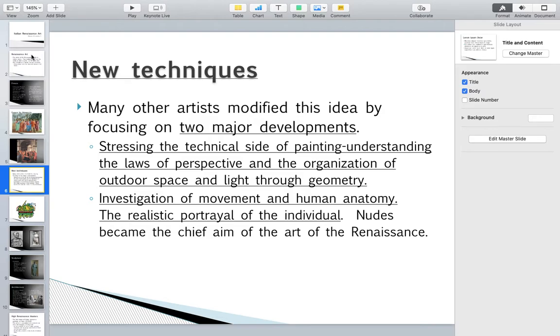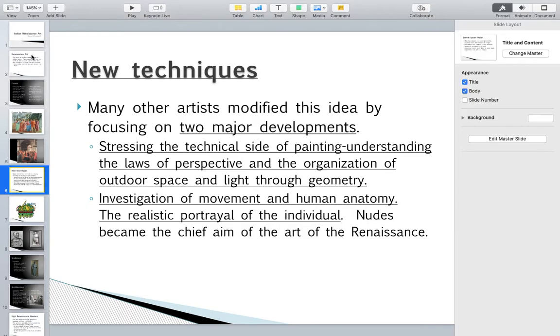But other artists are going to investigate movement by humans and human anatomy. If you were to feel the calf of your leg right now and make the muscle tense and then relax it, you can feel the different lines in your calf muscle. These artists are going to figure out how to show that so that it looks as if there's movement going on in the picture.